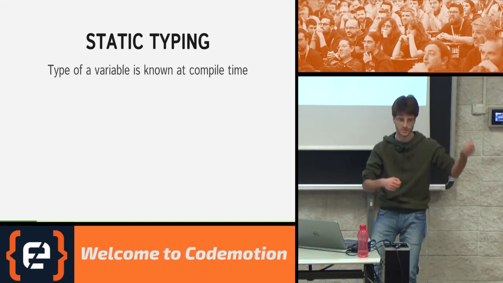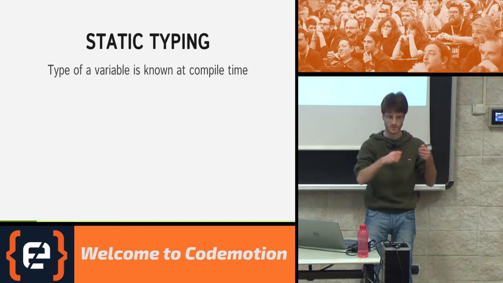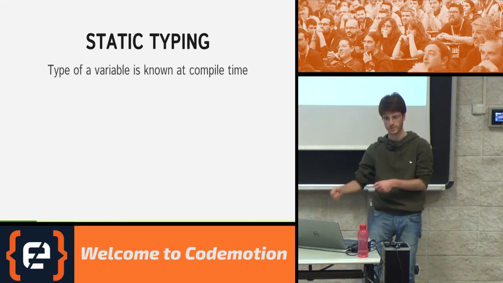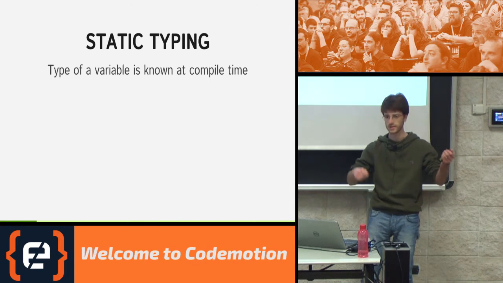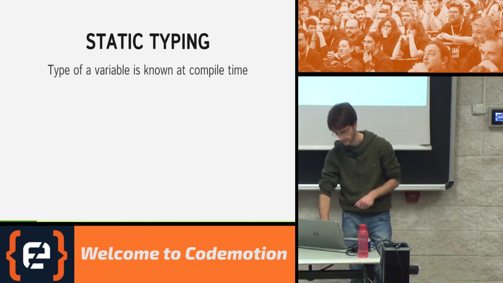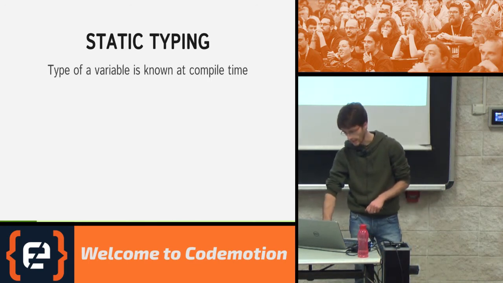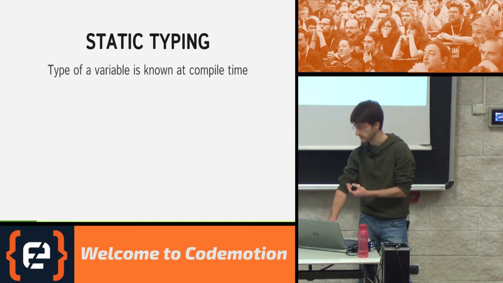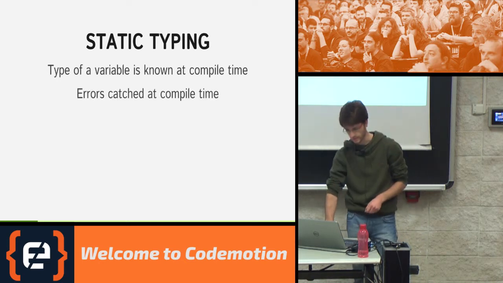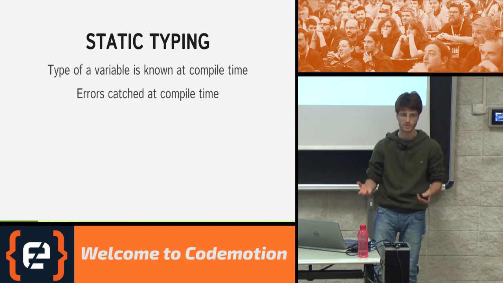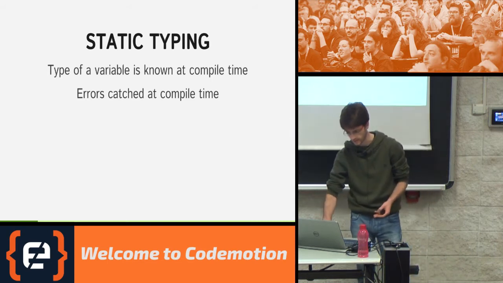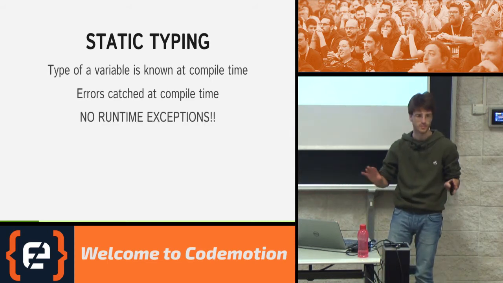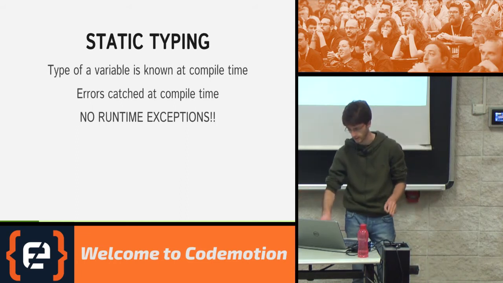I mean, if it's a string, I do this. If it's an integer, okay, the test does that. If it's undefined, then I need to do this checking. And also, another nice thing from static typing is that almost all errors are caught at compile time. And this leads to having no runtime exceptions in your client code.